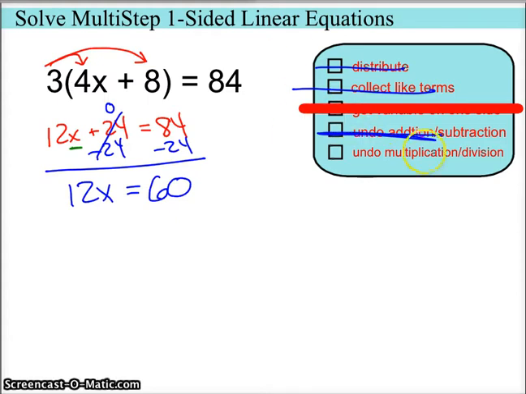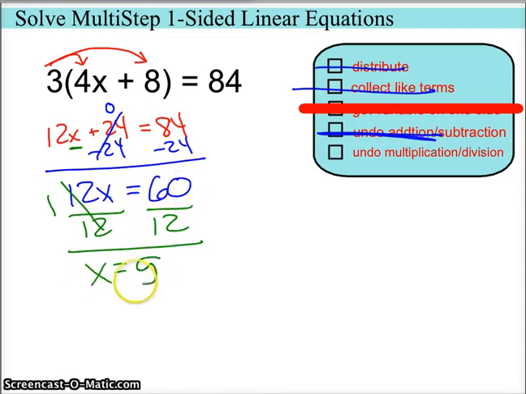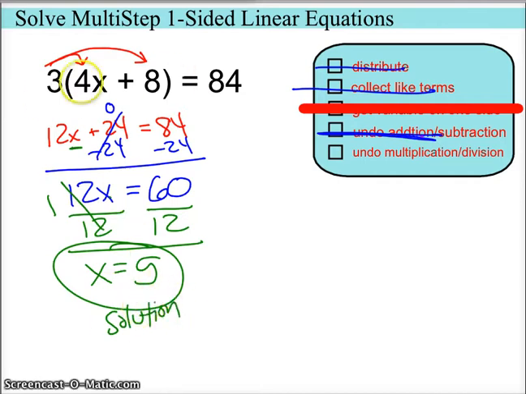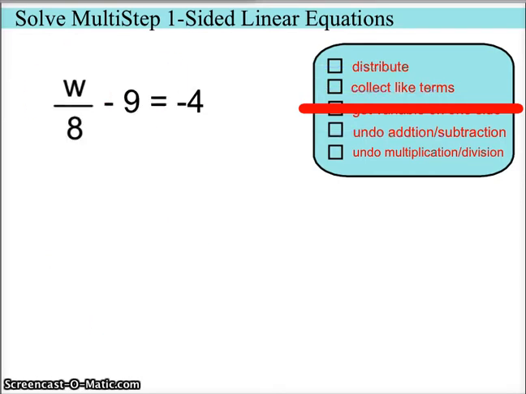Now we're looking to undo the multiplication or division. These touching is multiplication, so we're going to use division to undo that. We've got 12 divided by 12, which is 1, and 1 times x gives us x. 60 divided by 12 is 5, and there is our solution. This is a value that makes this statement true. A couple more for you.